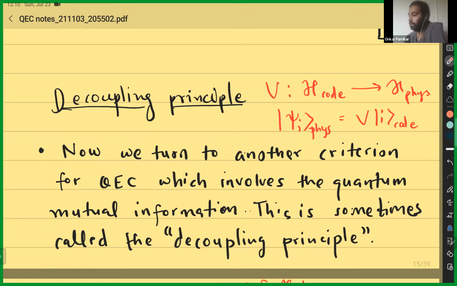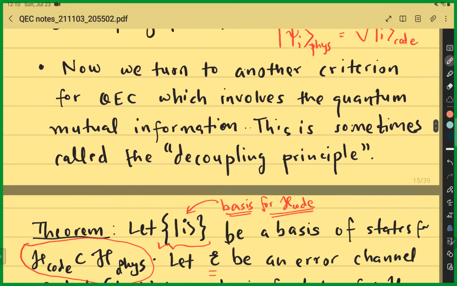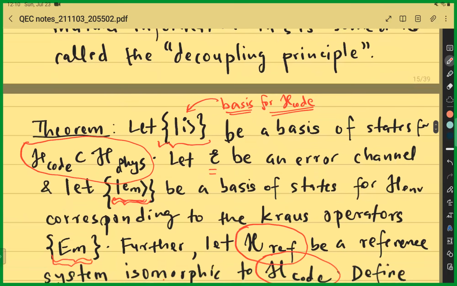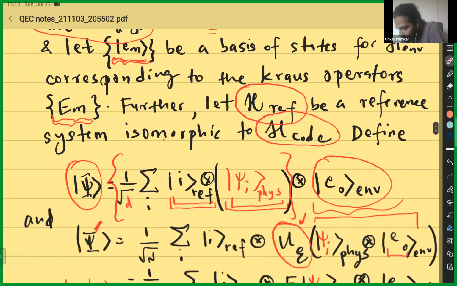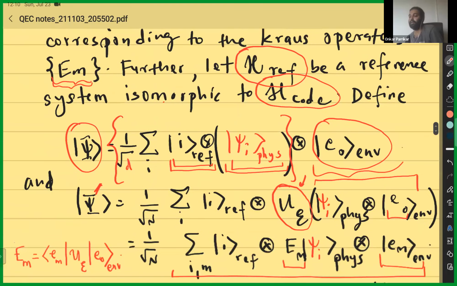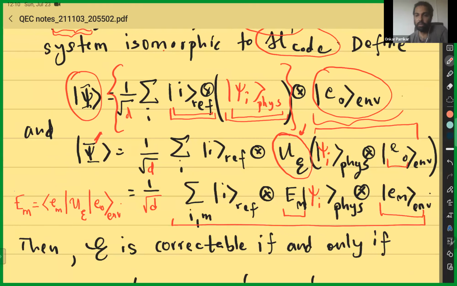The other question is that you are using two symbols for the dimension, one is capital N and the other is little d. Oh, I'm so sorry. There's only one d. Little d is the dimension of the code subspace. Exactly. Okay. Sorry about that.